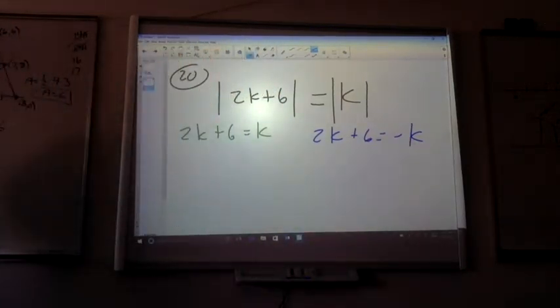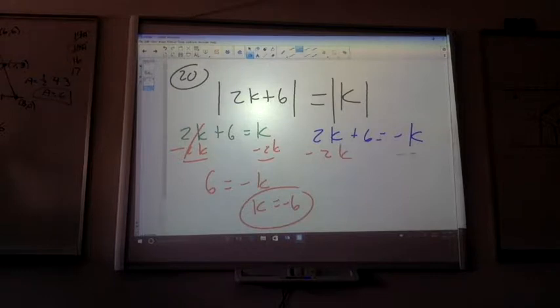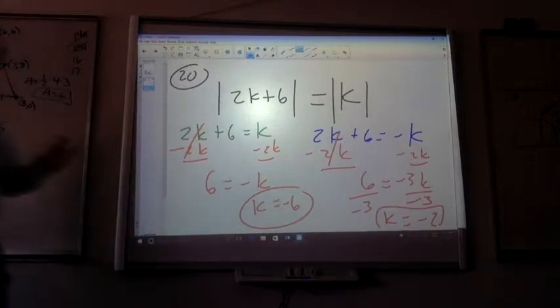So if we go ahead and solve it, we want to get k by itself. So I'm going to subtract 2k here. Those cancel, I get 6 equals negative k, so k is equal to negative 6. We'll have to see if that works, but so far we're good. Subtract 2k here. Those cancel, so I get 6 is equal to negative 3k. Divide each side by negative 3. So k is equal to, I believe, negative 2. So those are the 2 answers, but let's see if they work.